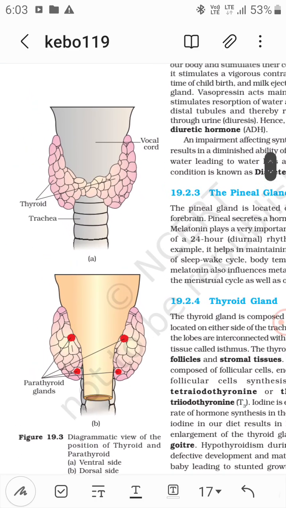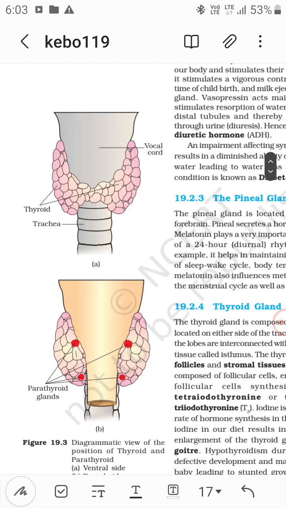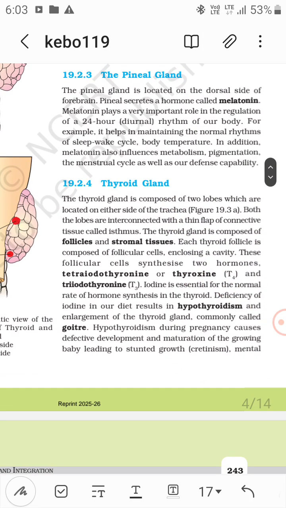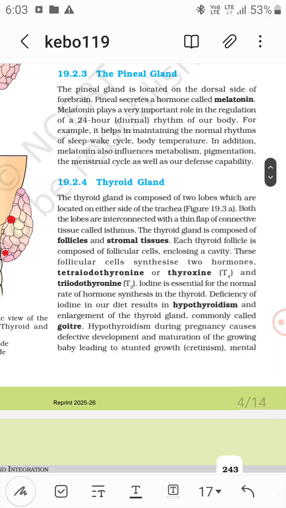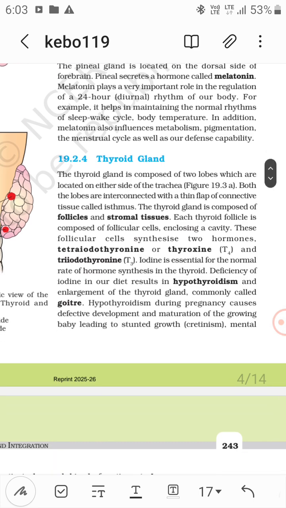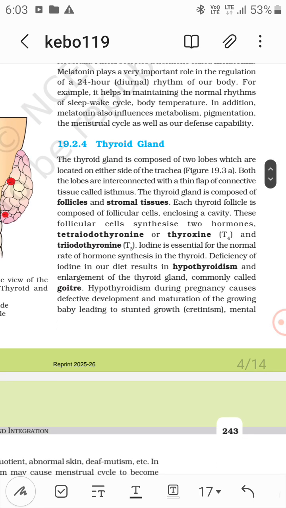You can see the vocal cord in the trachea, and then the thyroid. The thyroid gland has two lobes which are located on either side of the trachea. It secretes tetraiodothyronine or thyroxine, which is T4, and triiodothyronine, that is T3. There are two disorders of the thyroid gland, hypothyroidism and hyperthyroidism. Hypothyroidism can cause goiter.